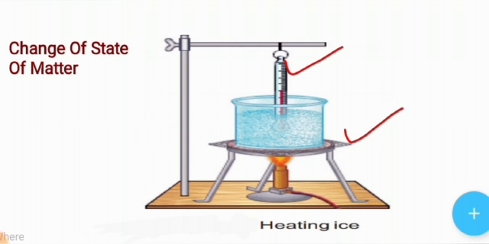Now students, place a burner under the beaker. The ice will start melting. The temperature of the mixture containing ice and water will not increase above 0 degree centigrade until all of the ice melts and we get water at 0 degree centigrade. If this water at 0 degree centigrade is further heated, its temperature will begin to increase above 0 degree centigrade.